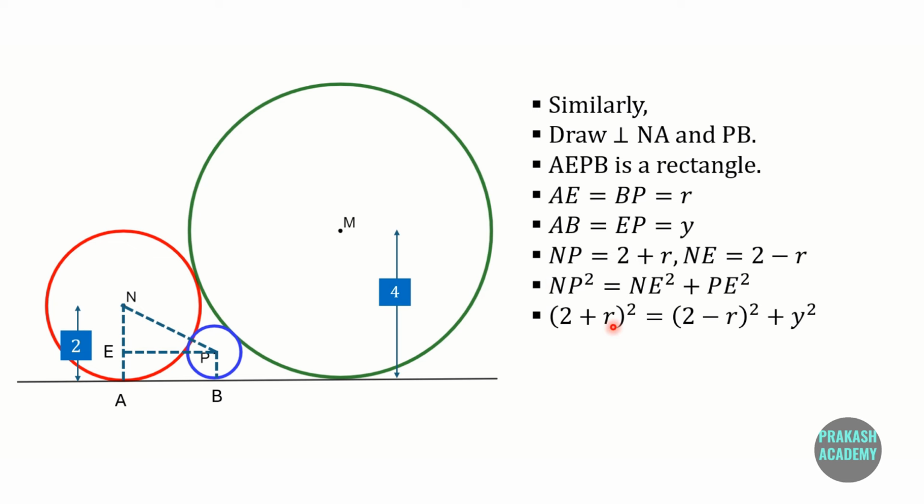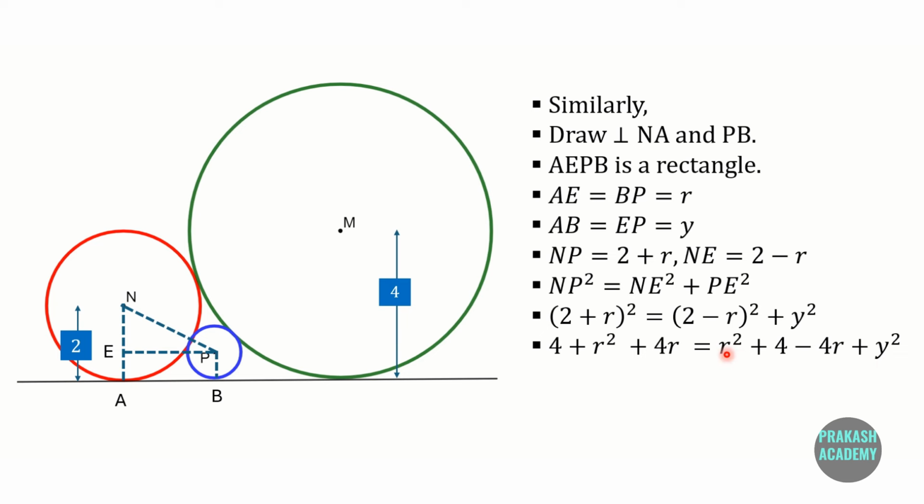NP is 2 plus R. NE is 2 minus R. And we have assumed that this distance is equals to y, that is PE is equals to y. Now again I can expand this. This is (A + B) whole square, that is A square plus B square plus 2AB. This is (A − B) whole square, so A square plus B square minus 2AB, plus y square.